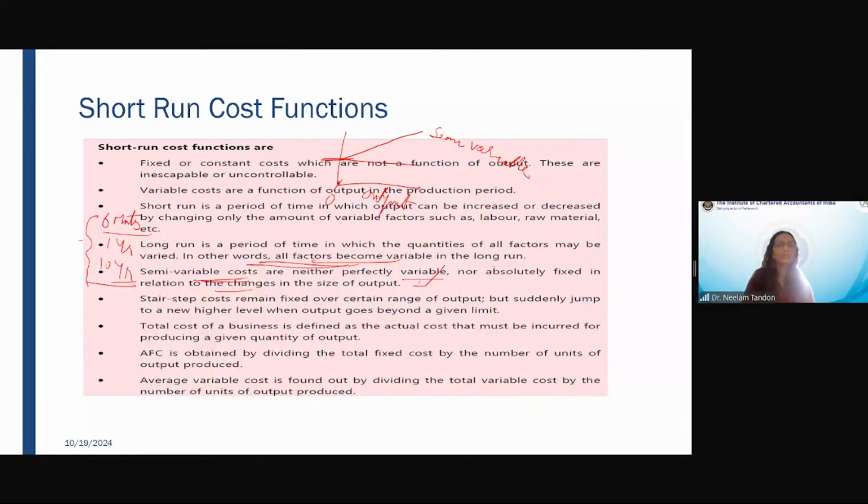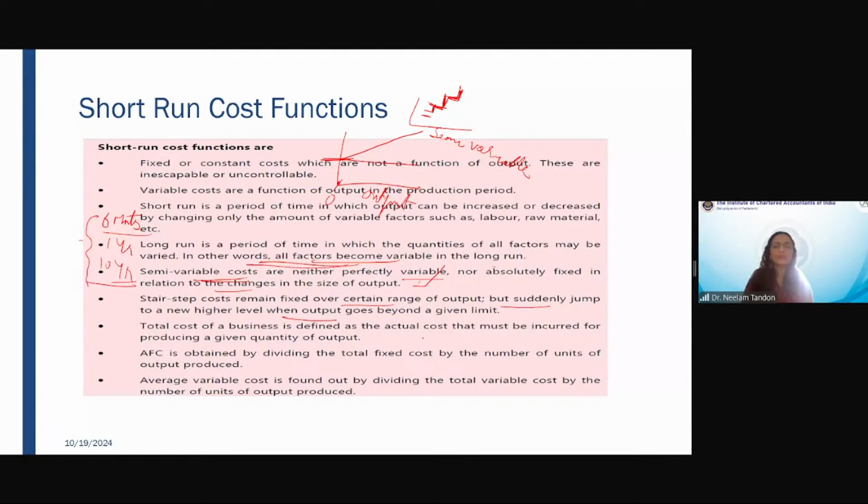Okay, then stair step of cost. Stair step of cost we had shared. Constant cost and sudden increase in the cost. So this is the stair step of cost, which remains fixed over a certain range of output and then suddenly jumps. Because all of a sudden, अगर production आपने बढ़ा दिया, so it goes up, okay, beyond a point.